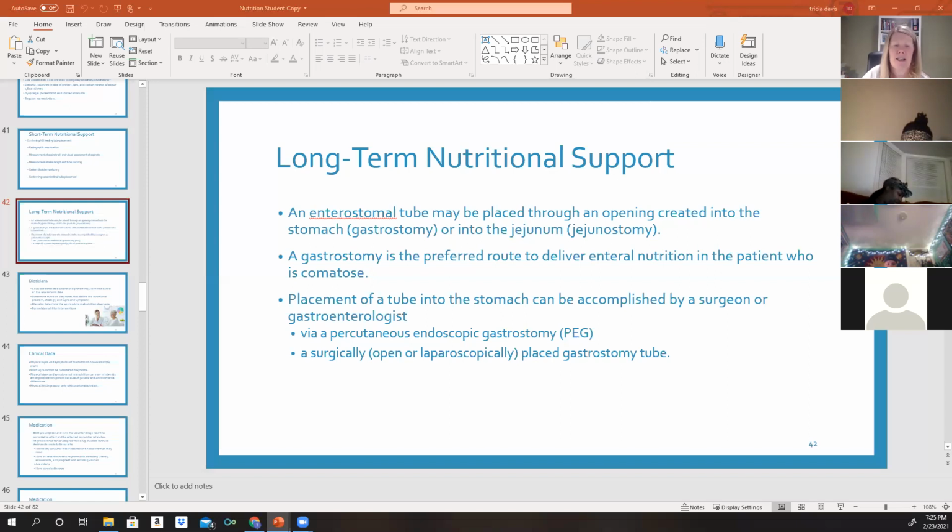The G tube is the preferred route for patients who are comatose. We place the tube in the stomach. A surgeon does it, usually a gastroenterologist. And then the PEG tube hangs out.